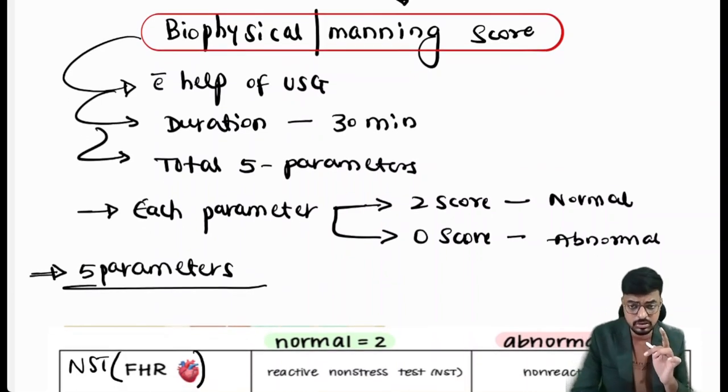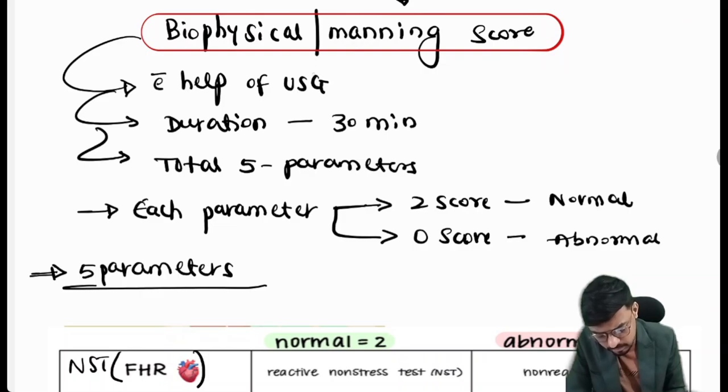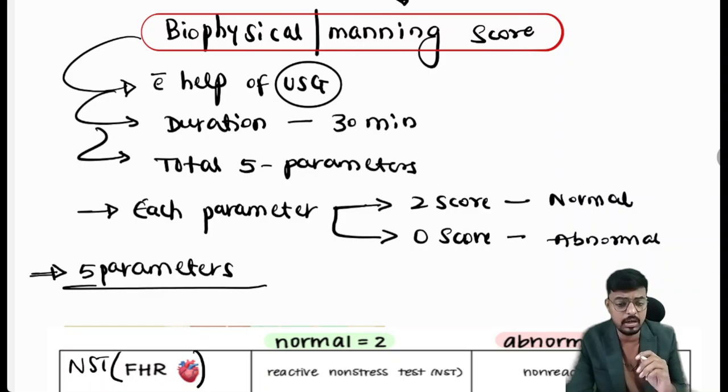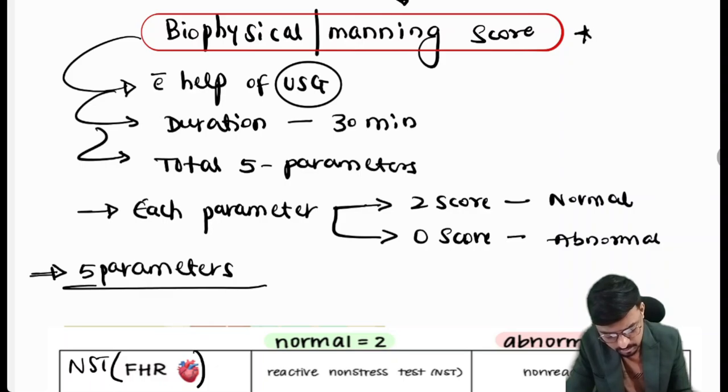In the biophysical scoring, what do we have to do? We have to do it with the help of USG. We can't do it directly with the transducer or something like that. The biophysical score, or the Manning score, should be done with the help of ultrasonography. Another name of the biophysical score is the Manning score. This was asked in the exam recently, so the other name of the biophysical score is very, very important.